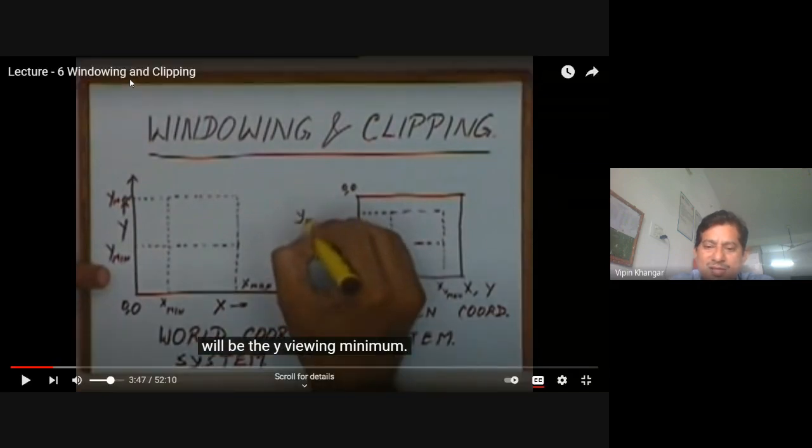Sir, in the display device, has taken the zero from the top left corner, that's why the y minimum and y max will be different. What we have discussed in the slides is that we have taken the zero at the left bottom, that is 0, 0, which is symmetrical to the world coordinate system. So that's why our y minimum is at the bottom and y max at the top.